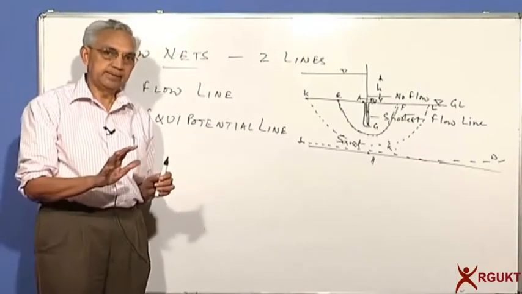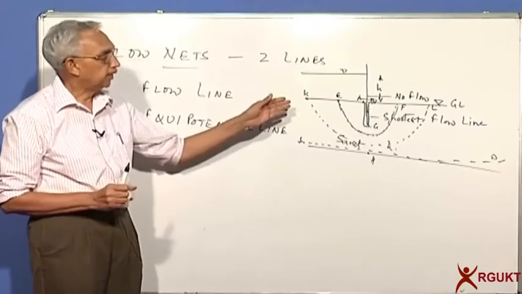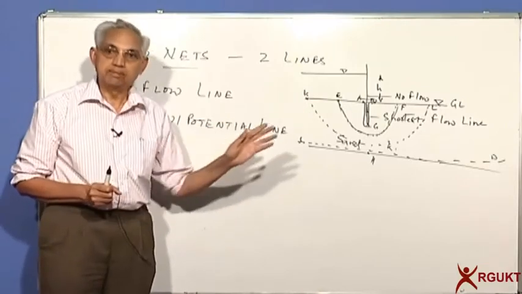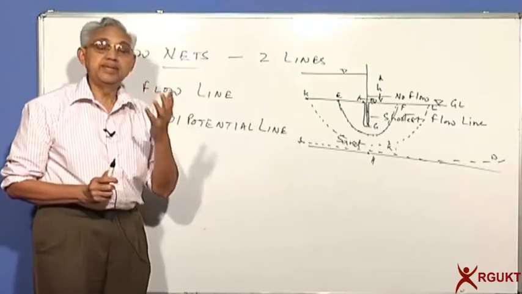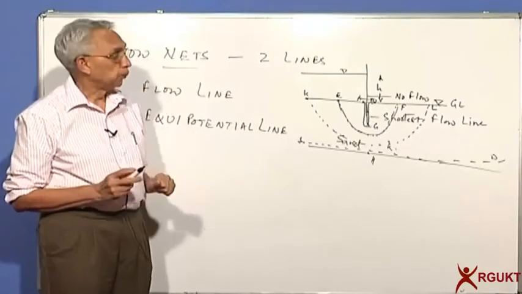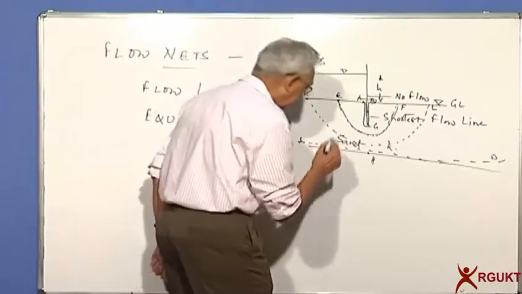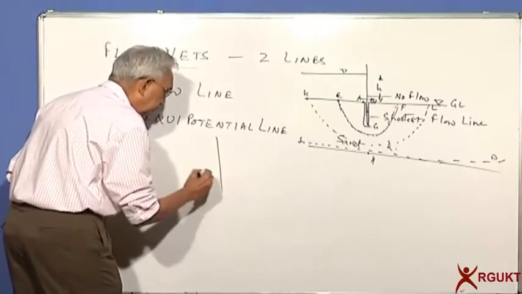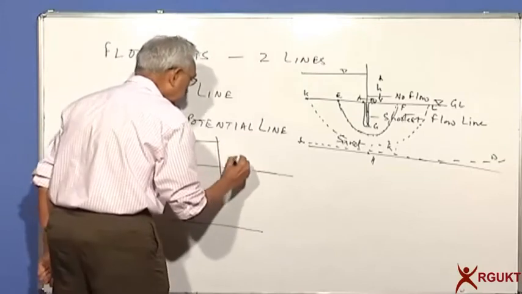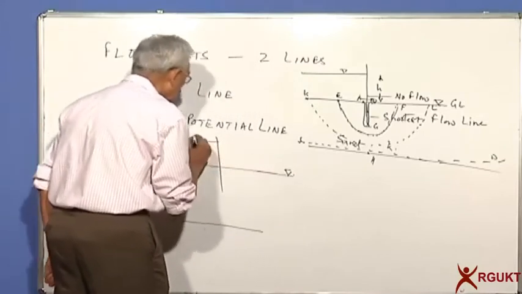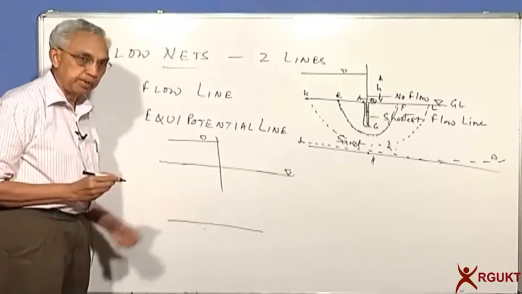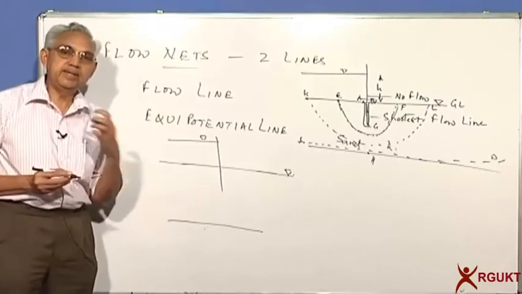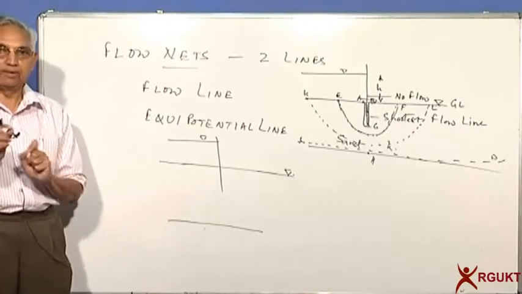What are the characteristics? The flow lines will have to generally start on the upstream side, and they'll travel to the downstream without intersecting each other. Second characteristic, I'll come to that now, an equipotential line is again from the same concept. Let's now define an equipotential line. What does it mean? Equipotential. The head is the same at every point along this line.